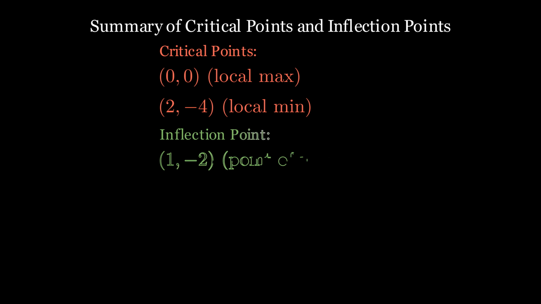So here are all the points that we need to know. 0, 0, which is a local max, 2, -4, which is a local min, and we find this -4 and -2 at the inflection points for the y values by plugging them back into the original function. These are all our points that matter.